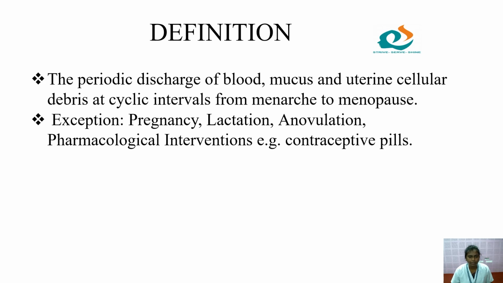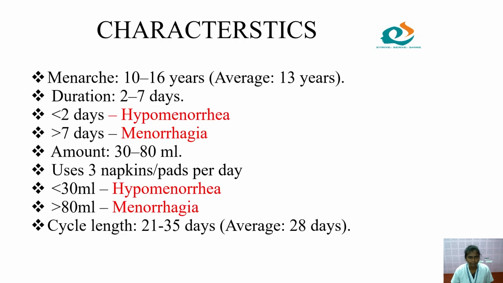Definition: the periodic discharge of blood, mucus and uterine cellular debris at cyclic intervals from menarche to menopause. Exceptions: pregnancy, lactation and ovulation. Pharmacological intervention, for example, contraceptive pills.